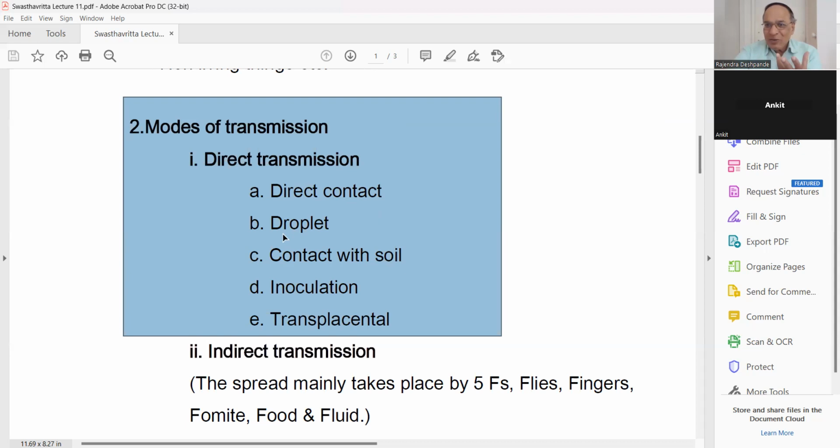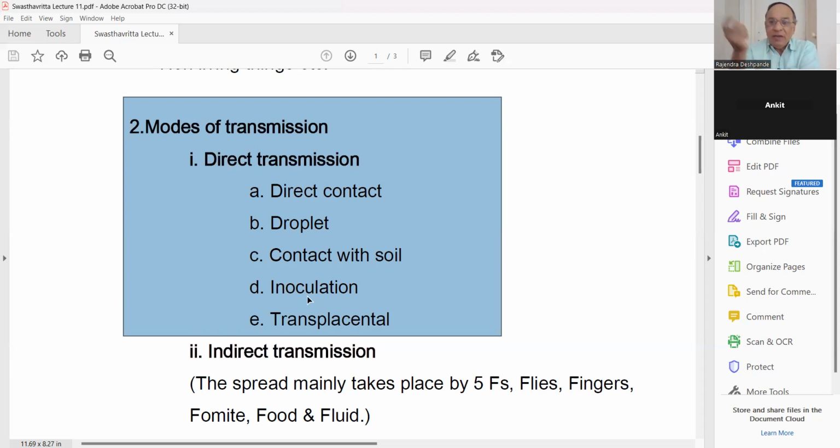Then droplet, just now I gave some examples. This is droplet infection, like tuberculosis, flu, influenza. Contact with the soil: some infections you can get from the contamination of the soil. Then inoculation, some tricks are there. We can get the infection.